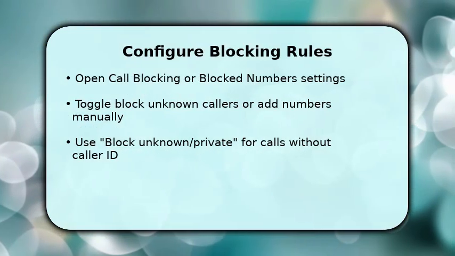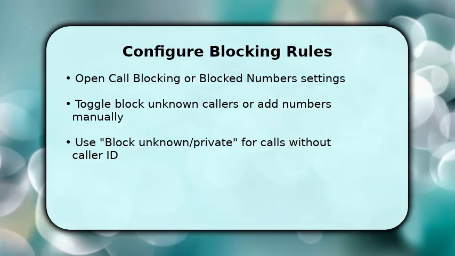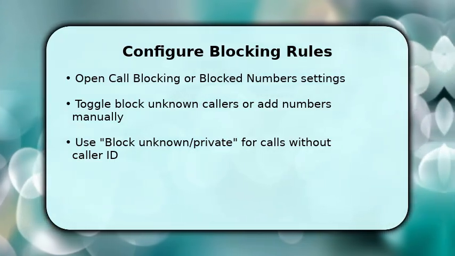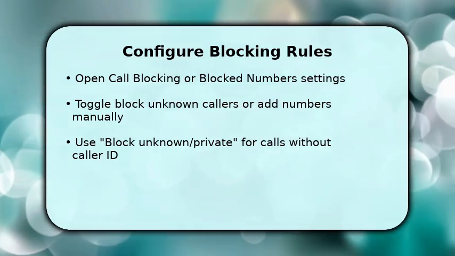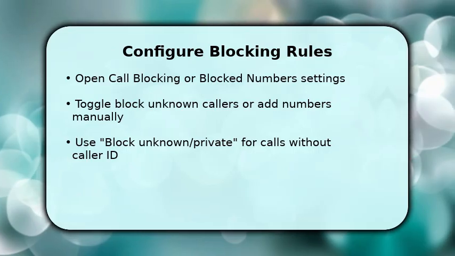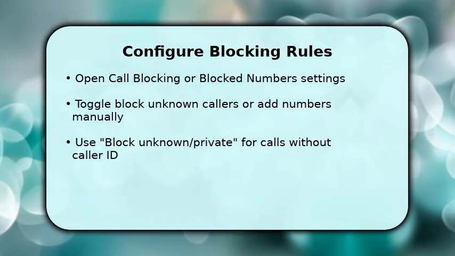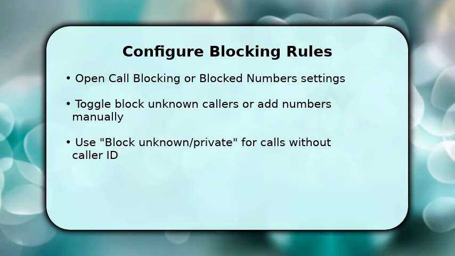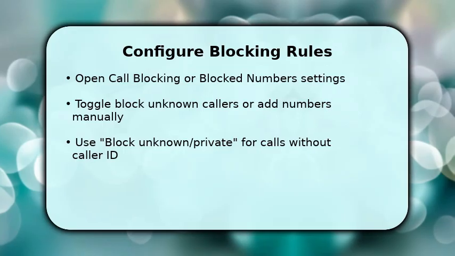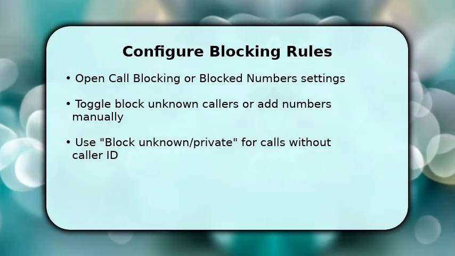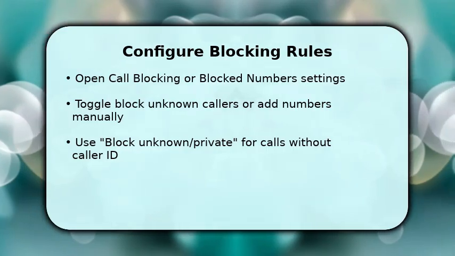You'll now configure the rules. Open call blocking or block numbers inside settings. Tap Add a number to enter specific digits, or enable the setting to block unknown or private callers. This blocks calls with no caller ID. If your phone app offers spam protection, enable it to automatically filter likely spam. Once these toggles are set, verify that block numbers show in the list and that inbound behavior is set to decline or send to voicemail, because that controls what happens next.